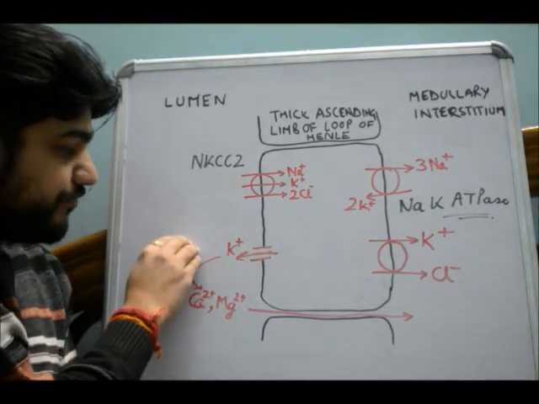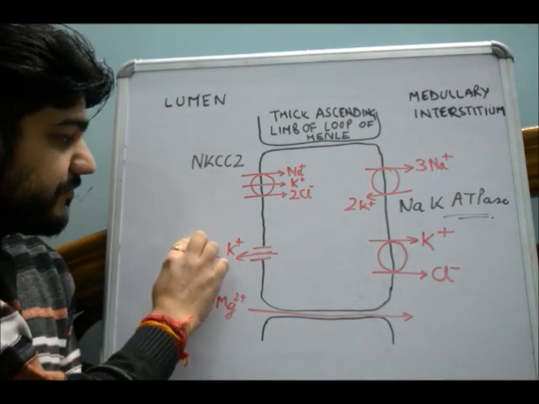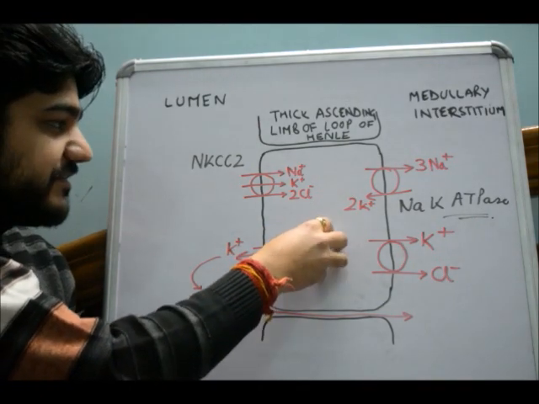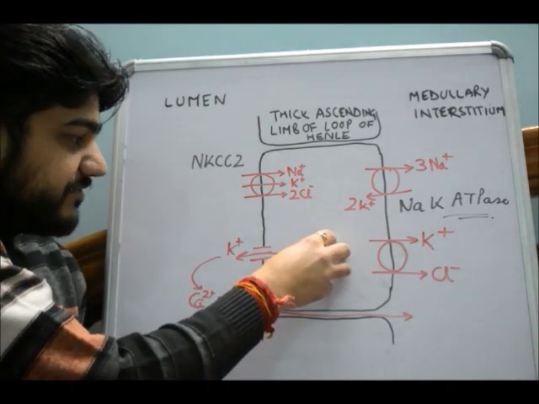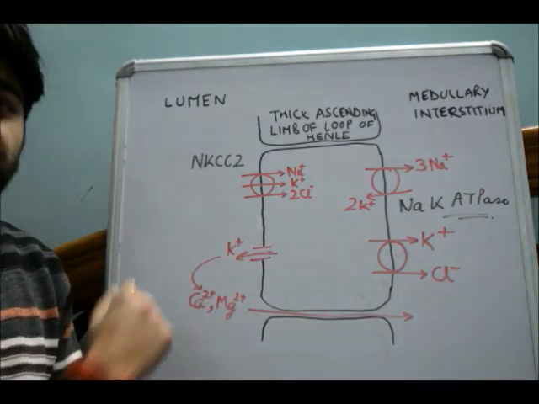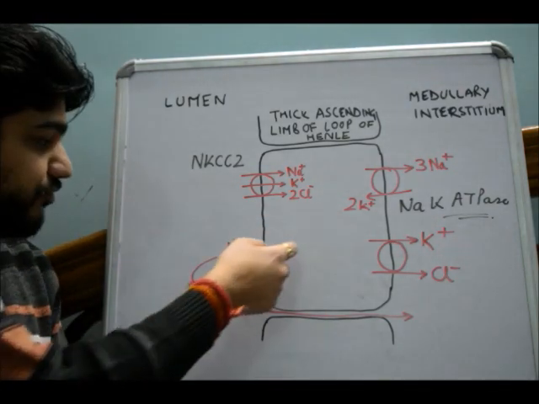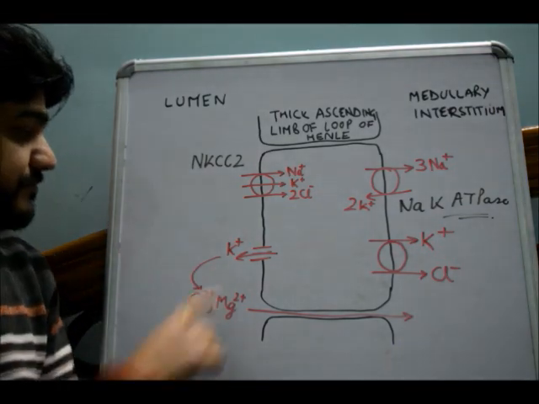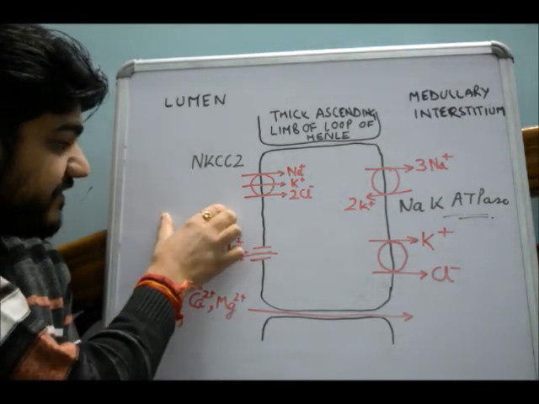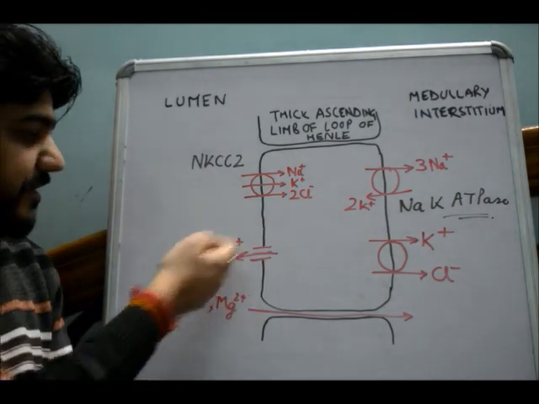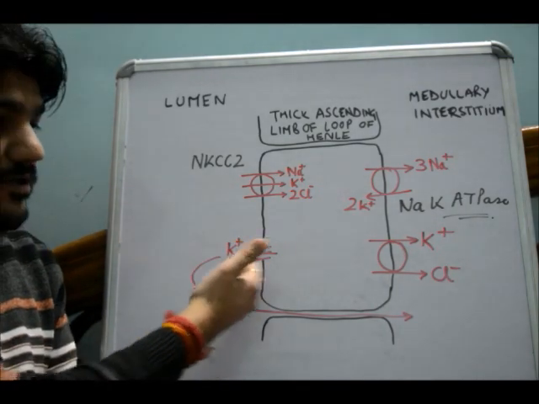When potassium moves out from this cell in the direction of its concentration gradient, obviously it becomes more concentrated inside the tubular cell, so it has a tendency to move out, and there are channels which help it to move out. So when potassium moves out, what will happen? Now this region will become positive because a positive ion is moving out of the tubular cell.